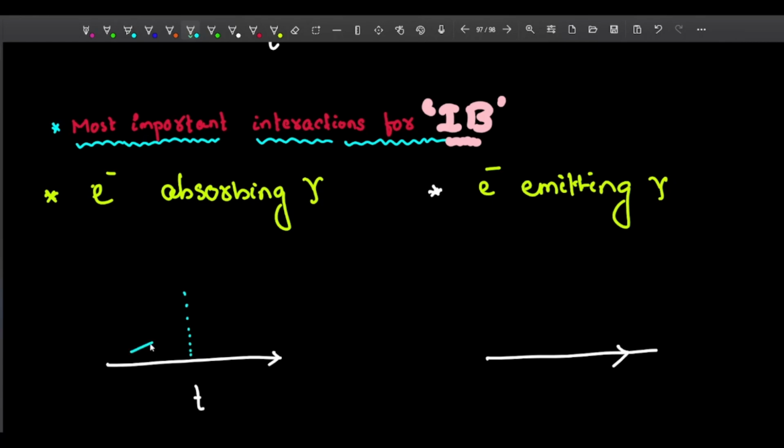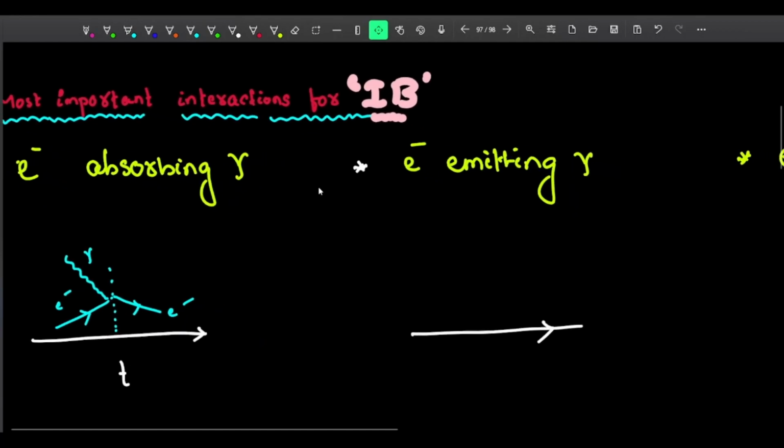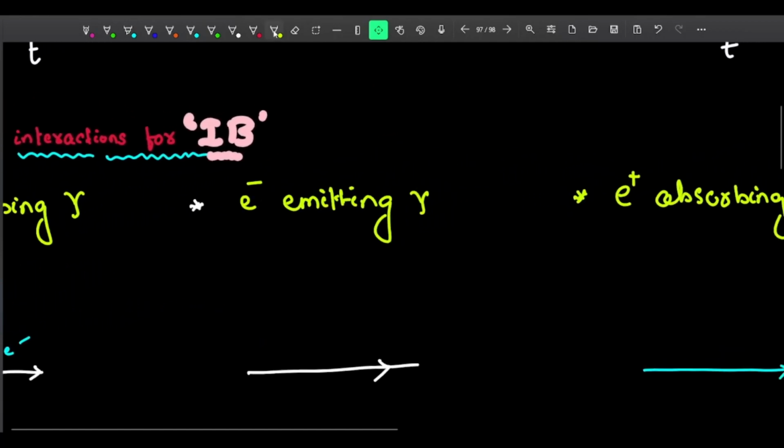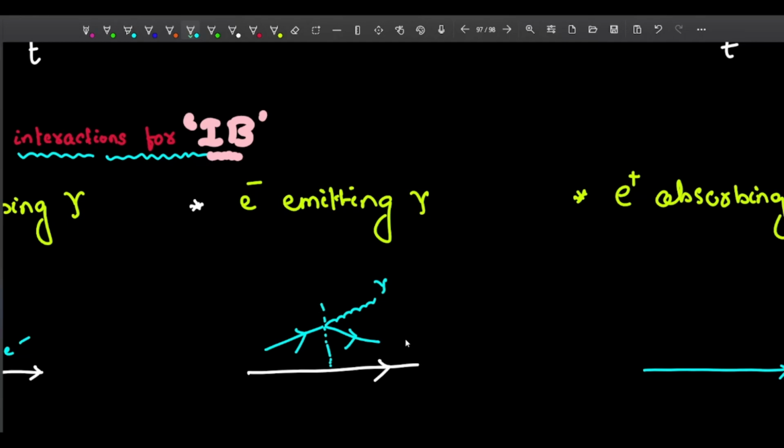The incoming particle is an electron, and one photon ray is also coming, so the electron absorbs this photon and once again moves forward in space and time. So this is the process. Now if we want to show an electron emitting gamma, what will be the reaction here? Suppose this is your interaction axis, the electron is coming and it emits one gamma ray, and once again the electron moves forward in time.